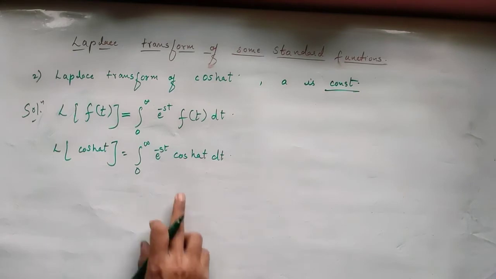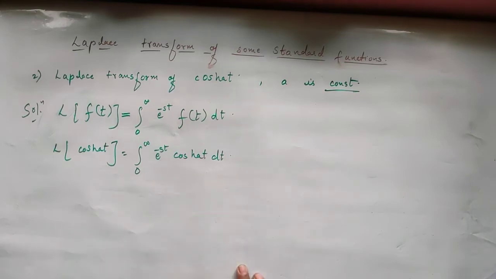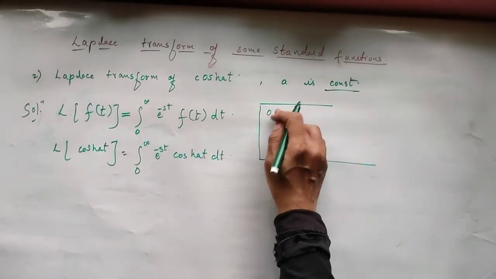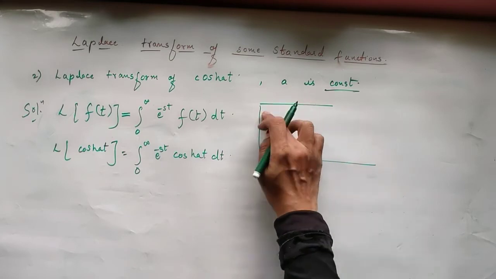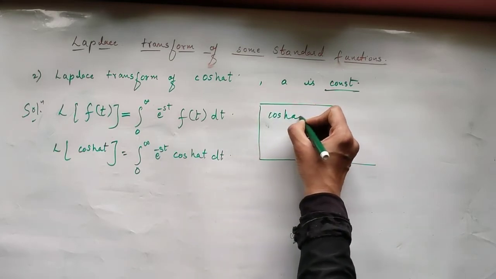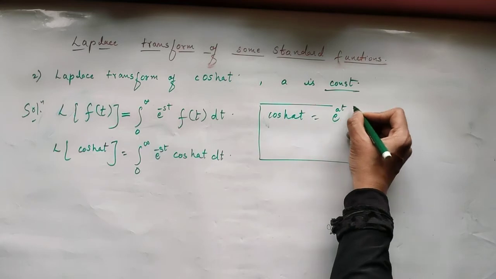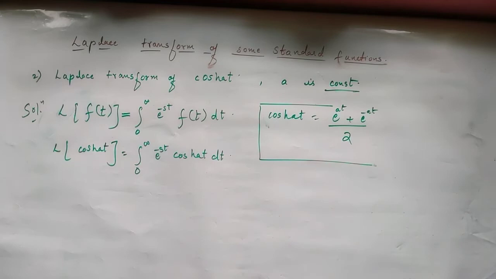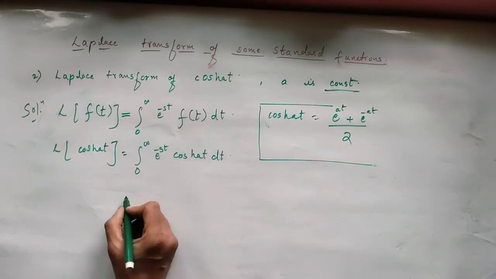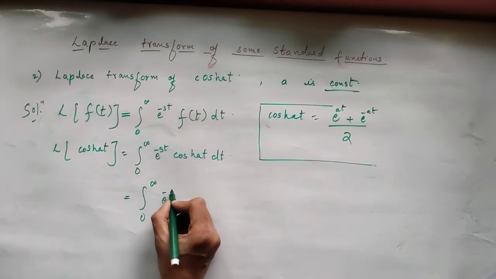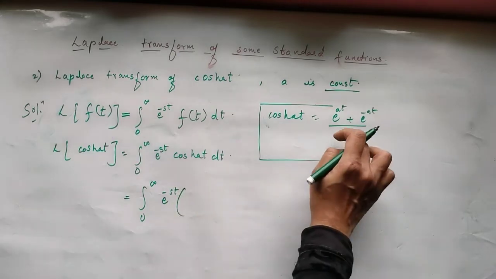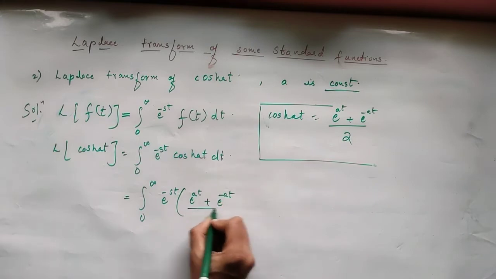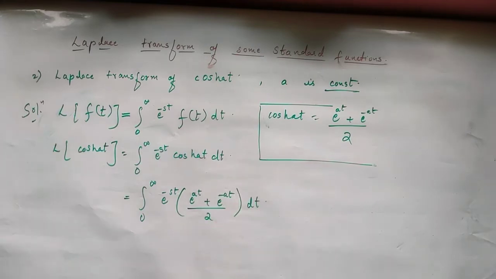Now how to work for a hyperbolic function like this? It's very simple. You know the basic definition of cos hyperbolic at. What is cos hyperbolic at? In exponential form, by definition, it is equal to e to power at plus e to power minus at divided by 2. So let us use this definition of cos hyperbolic at over here. So what do you get? Integration 0 to infinity e to power minus st. In place of cos hyperbolic at, we need to write this expression, e to power at plus e to power minus at over 2, dt. I hope it is clear to you.